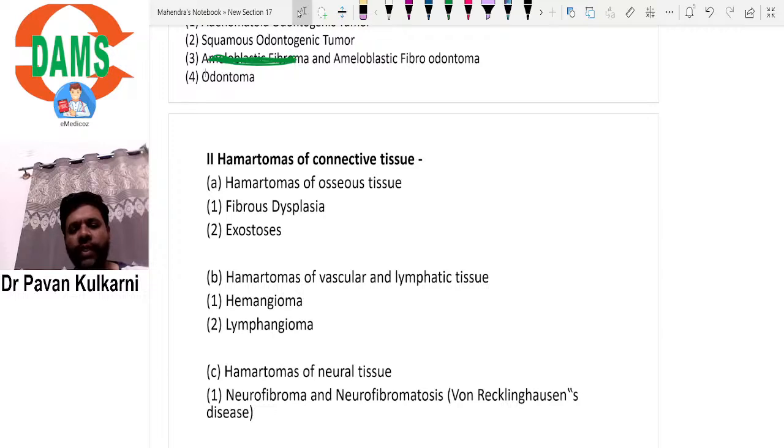Hamartomas of vascular and lymphatic tissue. Your hemangioma, lymphangioma, all of us know about hemangioma and lymphangioma. They are basically again a hamartoma.